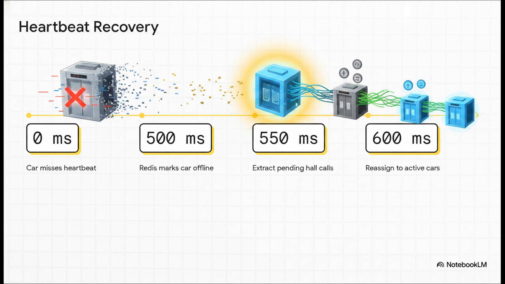In our system, if a car misses its heartbeat signal by even half a second, just 500 milliseconds, the dispatcher ruthlessly marks it offline in Redis. It immediately extracts all the pending hallway calls assigned to that broken car and dynamically reassigns them to the surviving active cars. The system practically heals itself instantly.